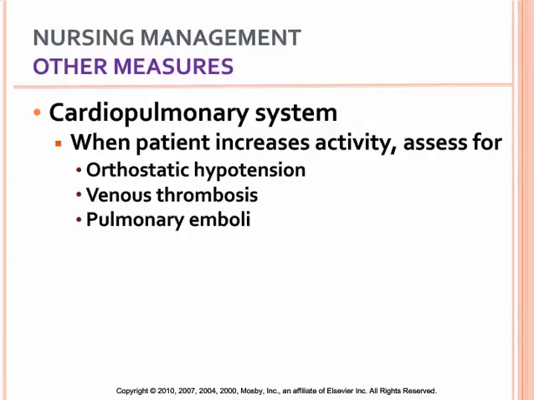Other problems with the cardiopulmonary system that must be assessed in addition to orthostatic hypotension include venous thrombosis and pulmonary emboli.